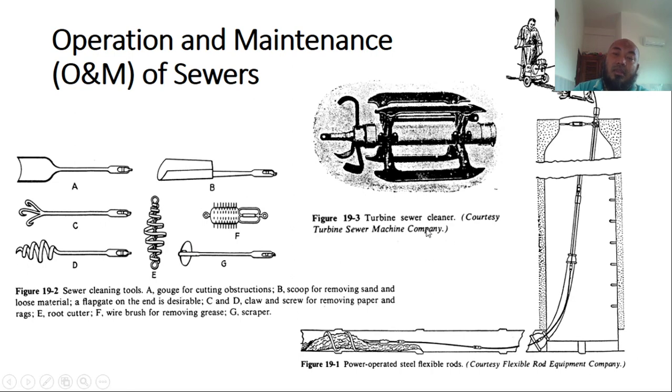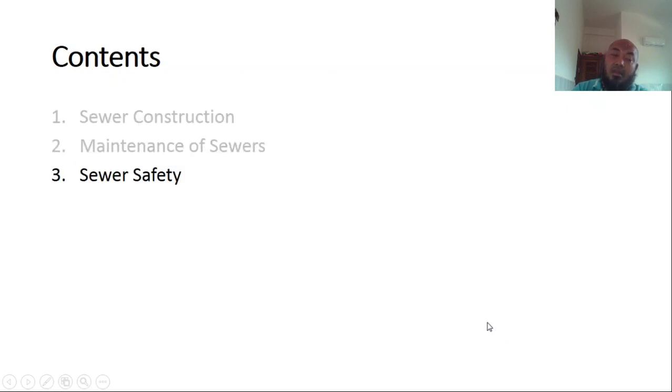This is the old method. We can use a power operated steel flexible rod. Put the rod here, and at the end of this rod we have different sewer cleaning tools like this, and then you can take all the stoppage out, or we can use a turbine sewer cleaner, this one, to clean our sewer.